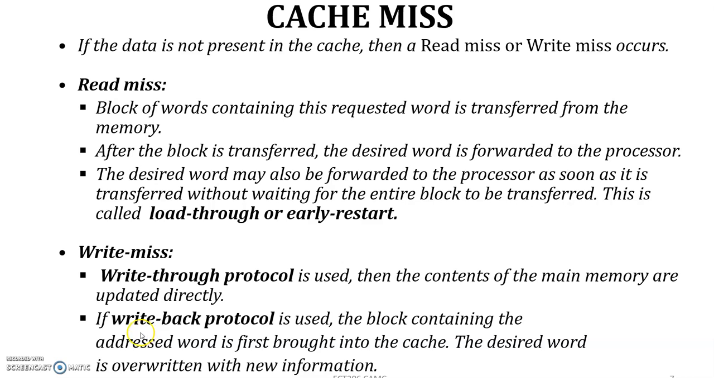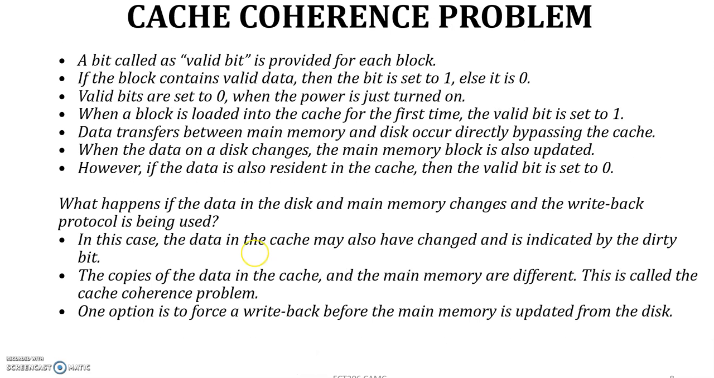So the second method is write back protocol. Write back protocol is used when the block containing the addressed word is first brought to the cache and the desired word is overwritten by the new information. So first we are placing it in the cache and then overwriting the information. This is the cache coherence problem.